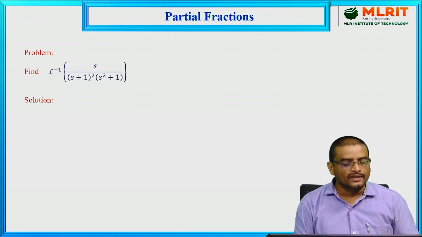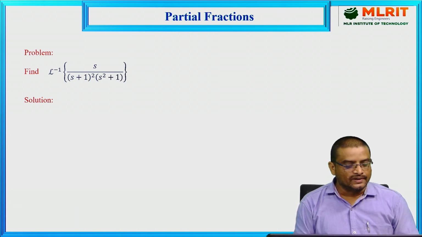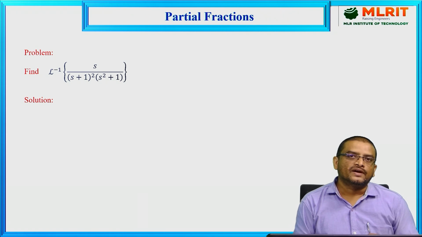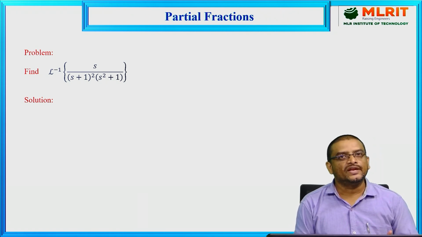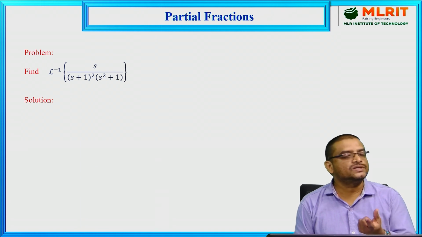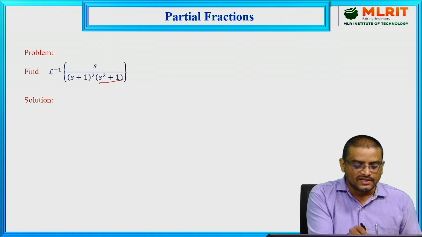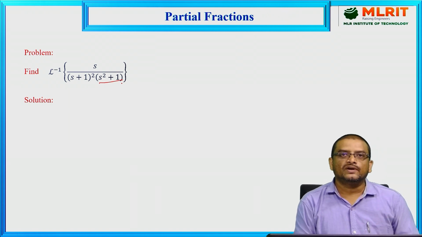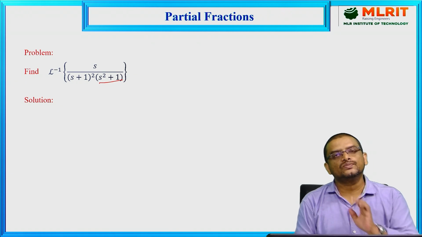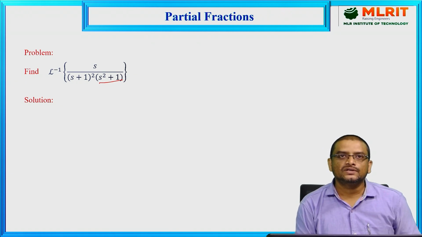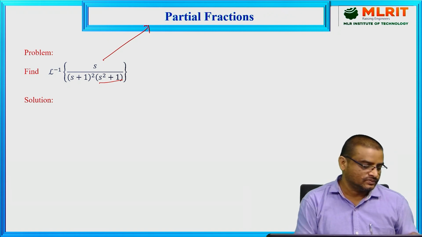Now we will take another function. In this function, we have a linear factor that is repeated twice, s plus 1 whole square. S plus 1 is a linear factor, and the power of that s plus 1 is 2. So it is a linear repeated factor. And the second factor is s square plus 1. This is a quadratic factor, which is not reducible into linear factors. Now we will see how to split this into partial fractions.